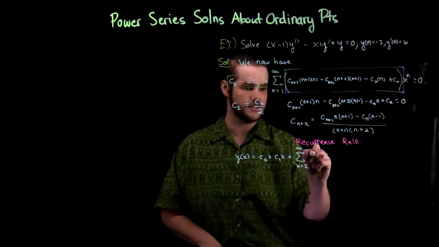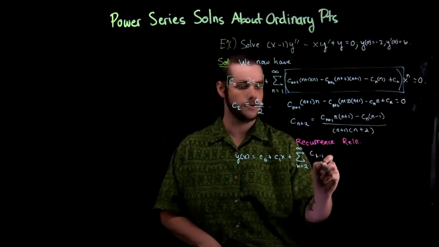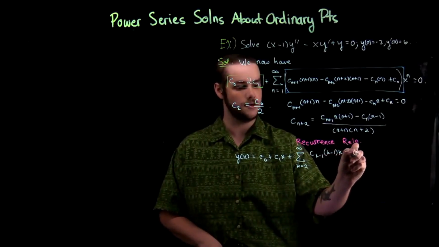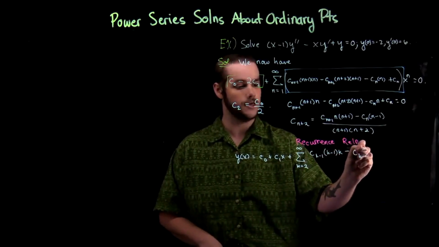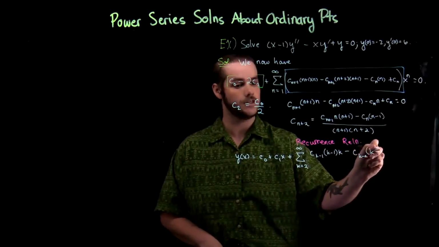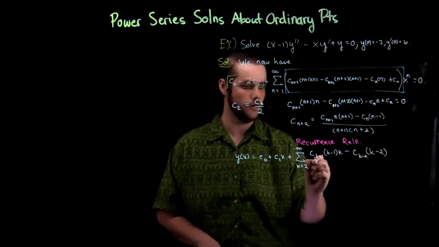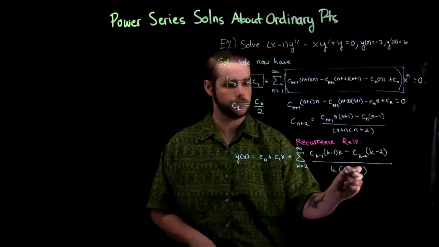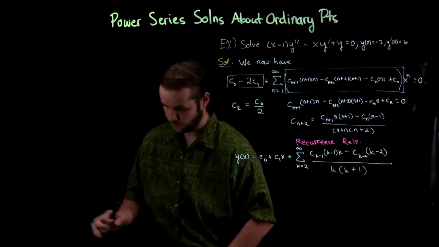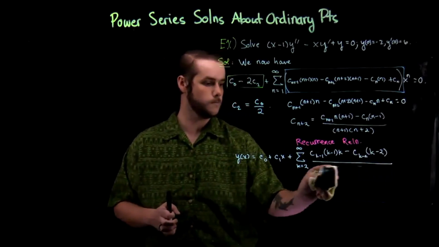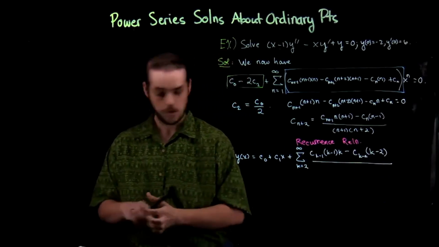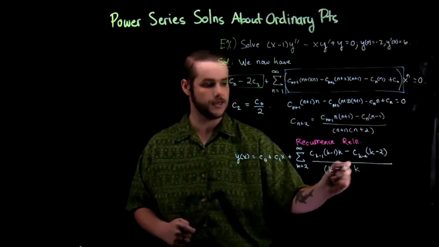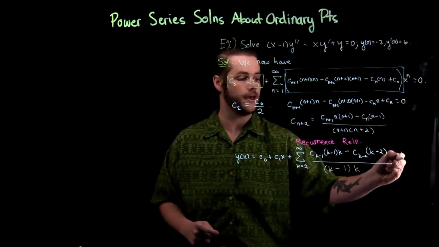So I get C(k-1) times (k-1) times (k-2), minus C(k-2) times (k-2), over (k-1) times k, x to the k.